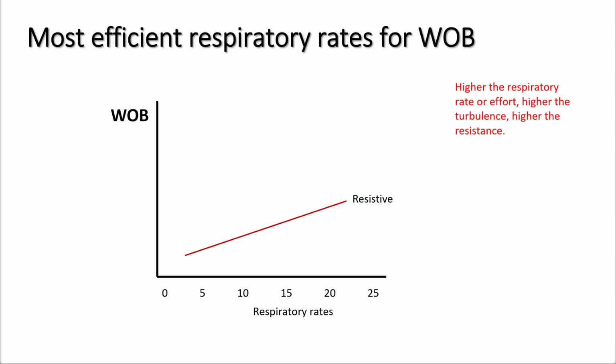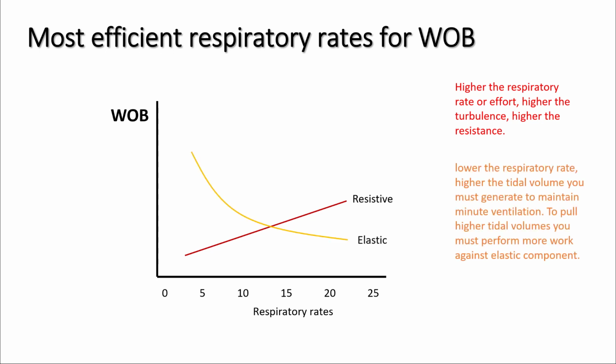Let's talk about most efficient respiratory rates for work of breathing. As your respiratory rate or effort increases, there is a higher rate of turbulence, and therefore the resistance increases. To maintain the same minute ventilation, if you are breathing slowly, you need a higher tidal volume. And you remember that to get a higher tidal volume in elastic lung, you need to work more. Hence, to pull higher tidal volumes, you must perform more work against the elastic component. The total work of breathing is the sum of these two components, and it's a U-shaped curve.